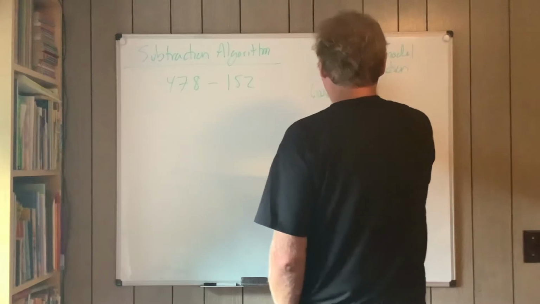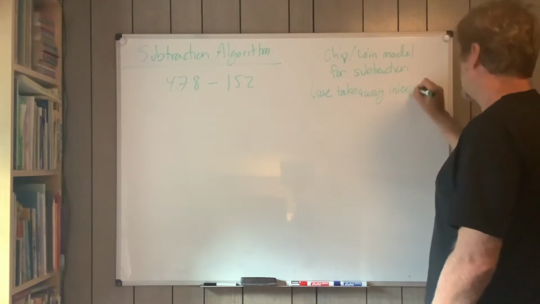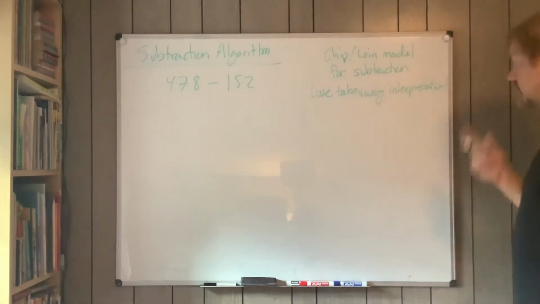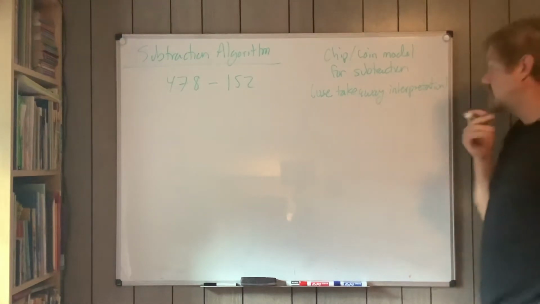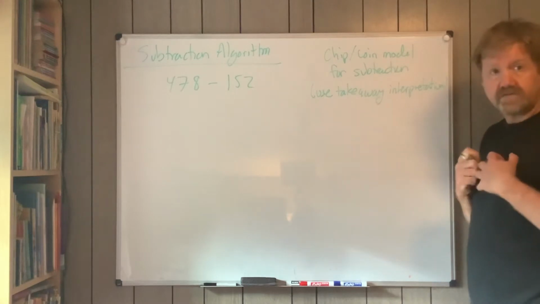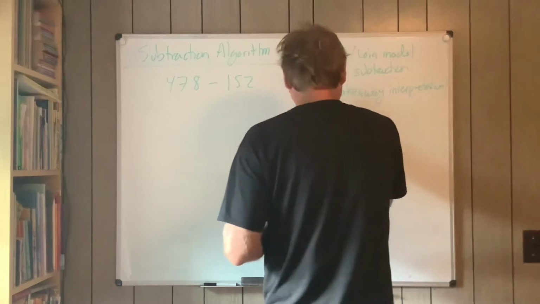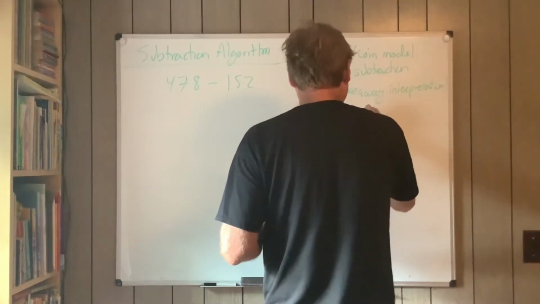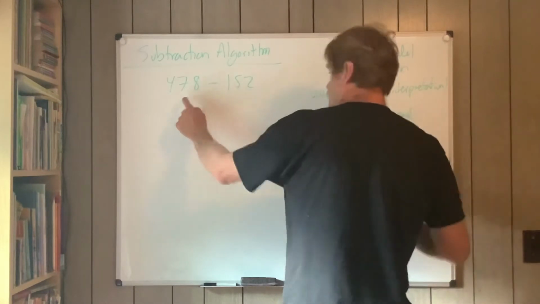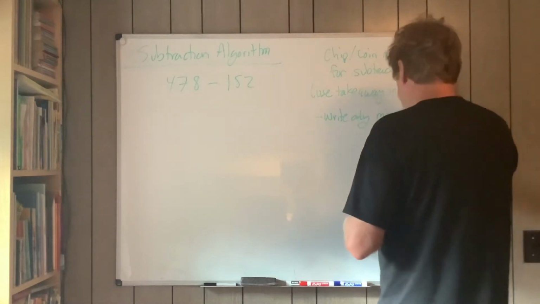And we're going to use the takeaway interpretation. Let's just remember what that means again. Takeaway literally means I'm going to remove things. So for this model, write only the minuend. That's this guy, the first number in the subtraction, as chips.